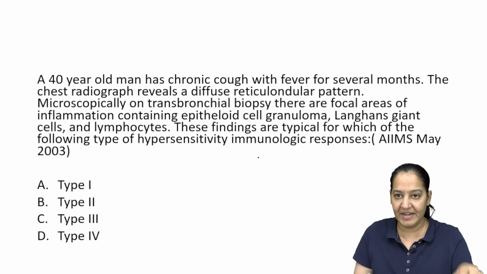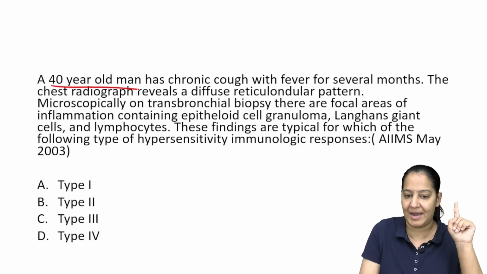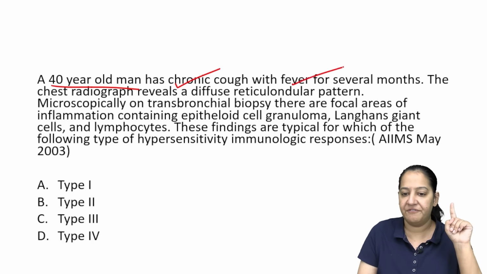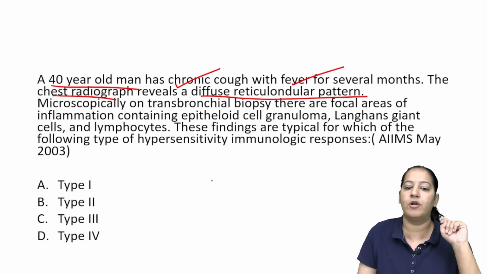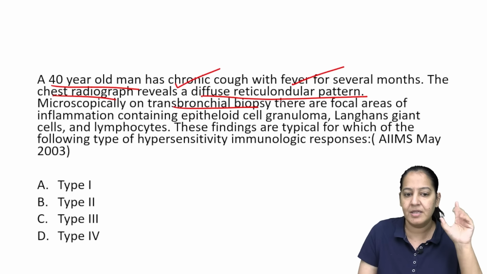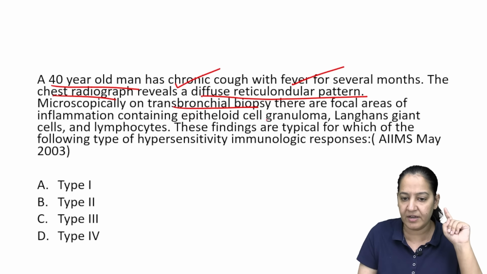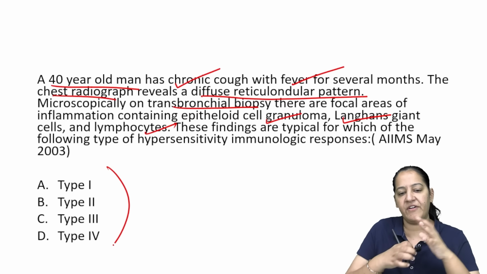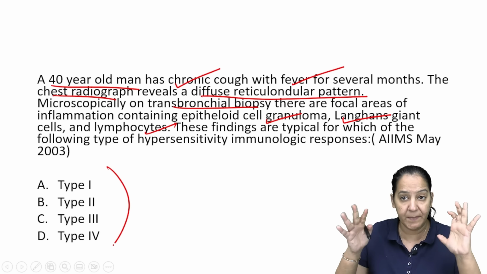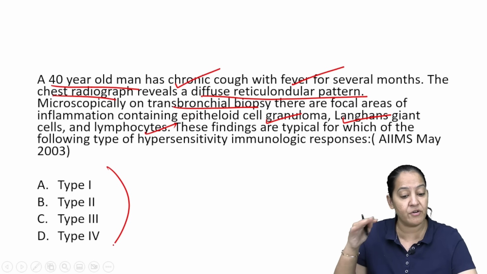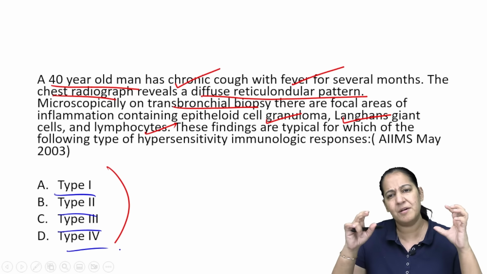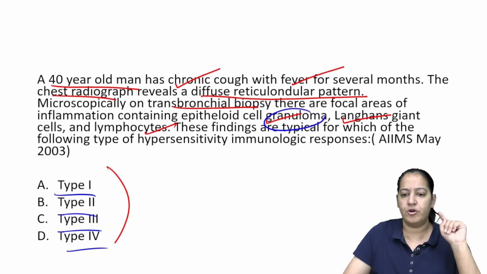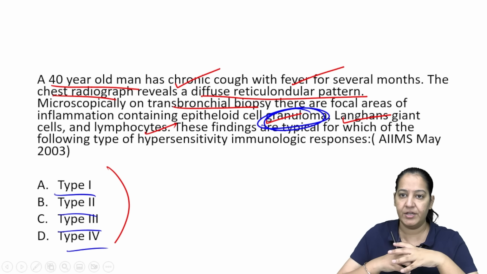The next question, let me read it for you. There is a 40-year-old man having chronic cough, fever for several months. On chest x-ray, he is having diffuse reticulonodular pattern. On biopsy, there are focal areas of inflammation containing granuloma, Langerhans giant cell and lymphocyte. Can you tell me the type of hypersensitivity which is involved? Now they are describing granuloma. So granuloma is the end result of which hypersensitivity? Is it type 1, 2, 3, 4? The question is big but very simple. They are asking for granuloma. Which type of hypersensitivity? You can try.